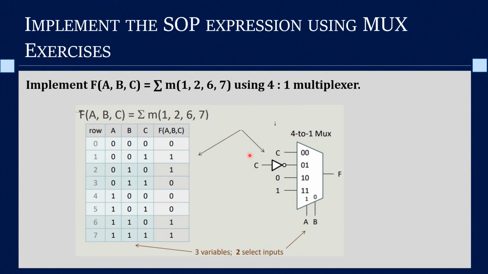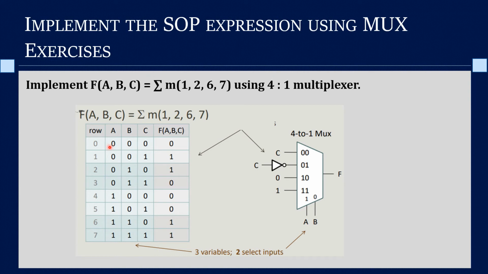Another expression. Here we are given the function f of ABC as minterms 1, 2, 6 and 7. Okay, the first step is constructing the truth table. We know that for the minterms 1, 2, 6 and 7, the output will be 1. Fine. So we constructed the truth table for the given function. Now let's look into the combinations.